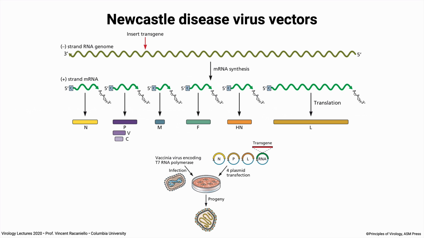And finally, Newcastle disease virus. I don't know if we've mentioned this. This is a paramyxovirus. It happens to be a disease-causing virus of chickens, really important economically. And vaccines have been made for years to try and protect chickens. And what they did here was to develop this basically as a vaccine strain. And now it's being used for other antigens.